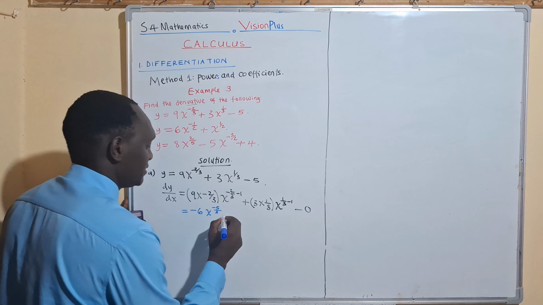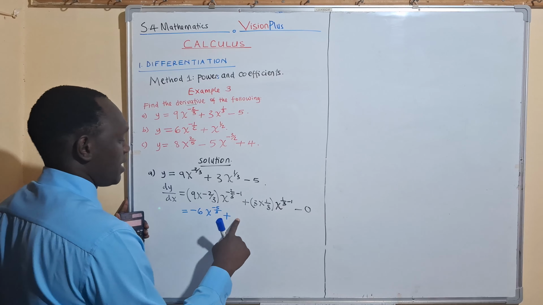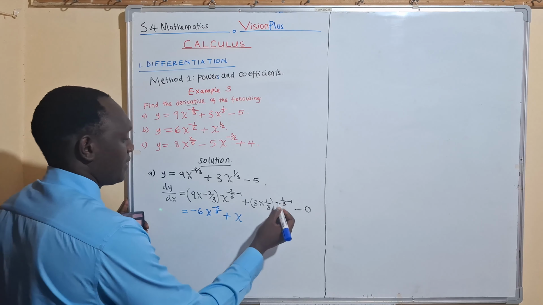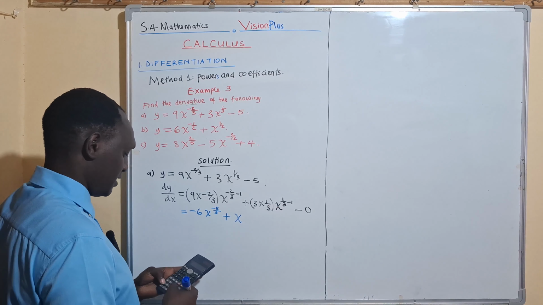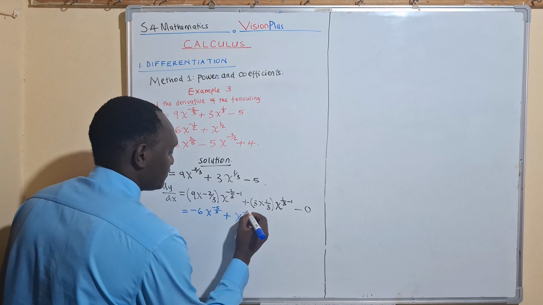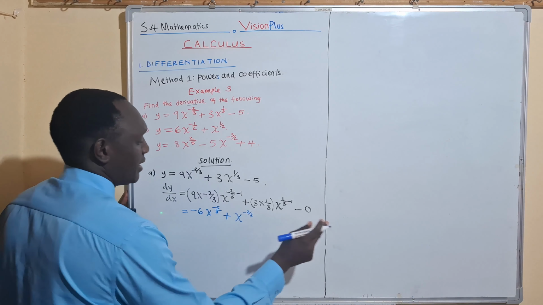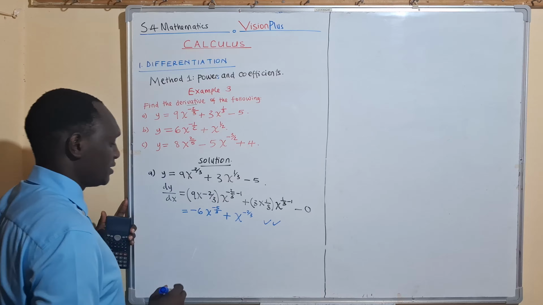And then plus 3 times a third is 1. So 1 x power 1 out of 3 minus 1. A third minus 1, negative 2 out of 3. So we will have power negative 2 out of 3. Minus 0 makes no difference. So this is the answer, which is correct.